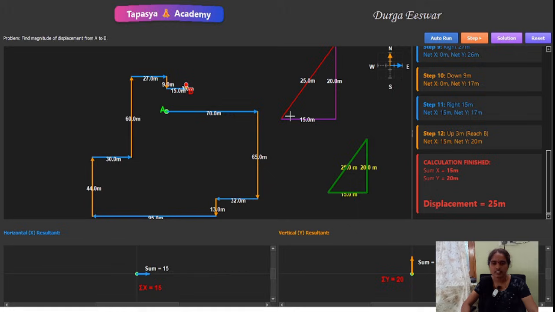The displacement is a vector quantity. It is resolved into two components, the vertical component and the horizontal component. Hence, the resultant displacement is 25 meters, the vertical component is 20 meters, and the horizontal component is 15 meters. Hence, the problem is solved. The simulation tool helps us clearly visualize the solution of the given problem.